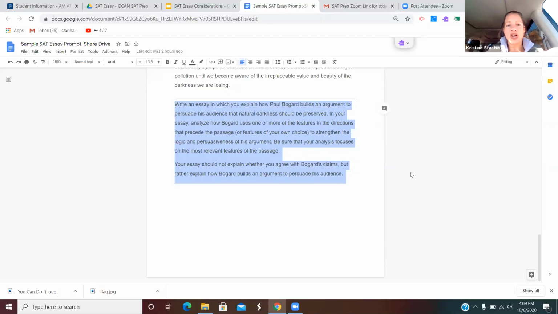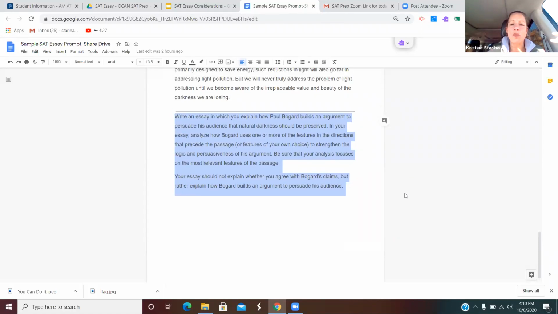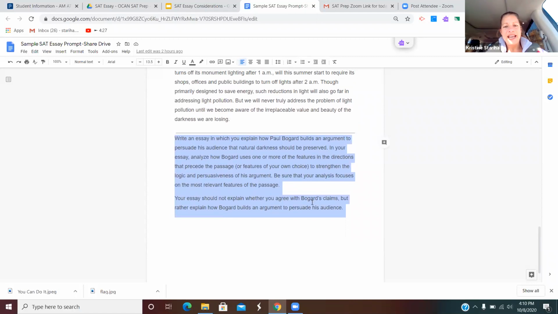All right, then you're going to go and read the passage, and you're going to say, this is what the person is arguing. This is how the person builds the argument, and this is why they choose to use those strategies to build their arguments. I think a really important thing to notice is that the question always tells you very clearly what the argument they're giving you is arguing. So: explain how Paul Bogard persuades his audience that natural darkness should be preserved.